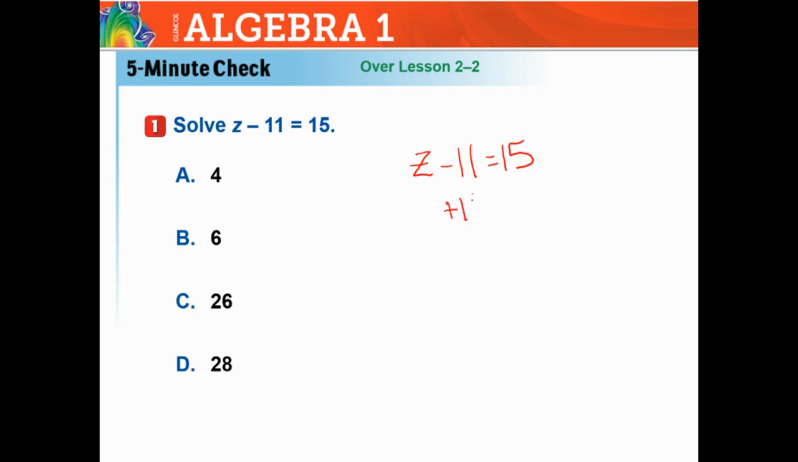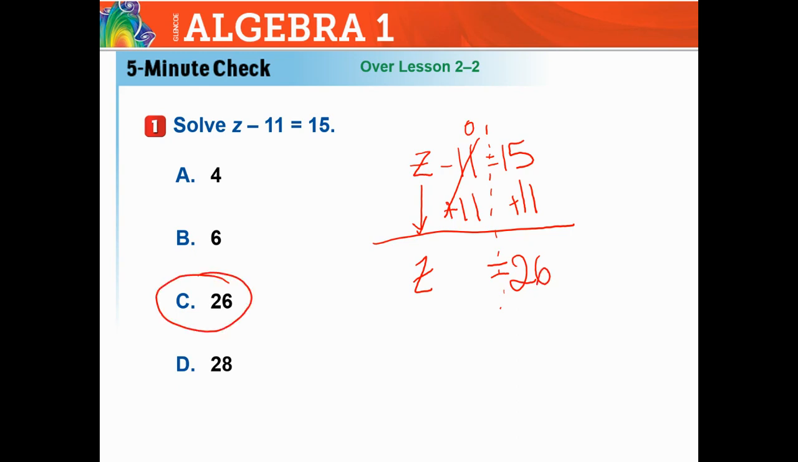So I'm going to add 11 to both sides of our equal sign. If you need to, draw the dot. The idea is we need to get z by itself. So we bring down z, negative 11, positive 11, cancels out to 0. Bring down our equal sign. We have a positive 15 and a positive 11. So we're going to add those together to get 26. So our answer should be C, 26.